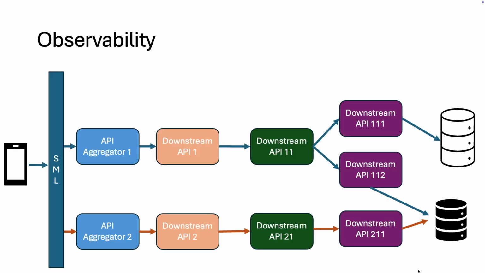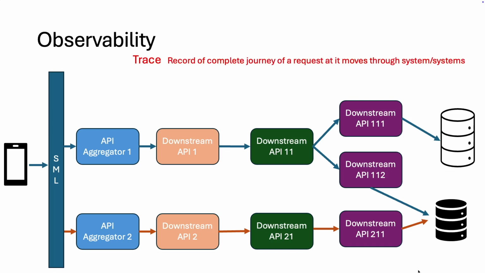The first term that you should be familiar with in observability is the concept of trace. What is a trace? It is a record of the complete journey of a request as it moves through a system or systems. As soon as you click a button on your mobile phone and it triggers an API, you should be able to trace all the calls till the database end gets hit.